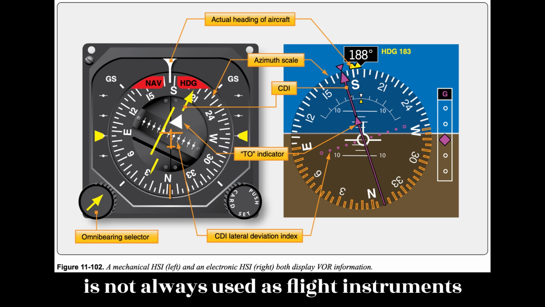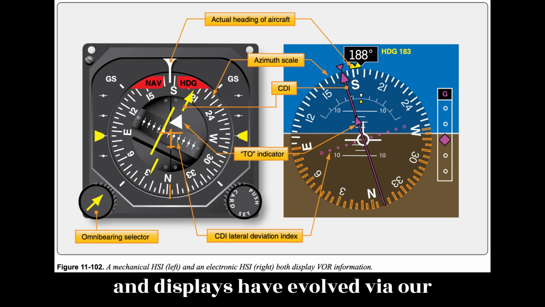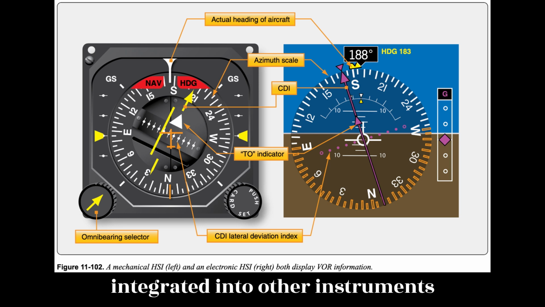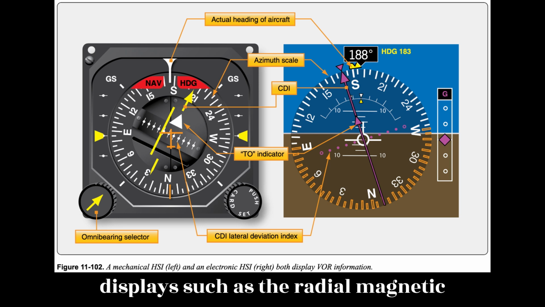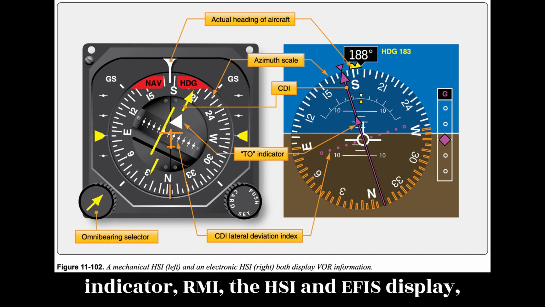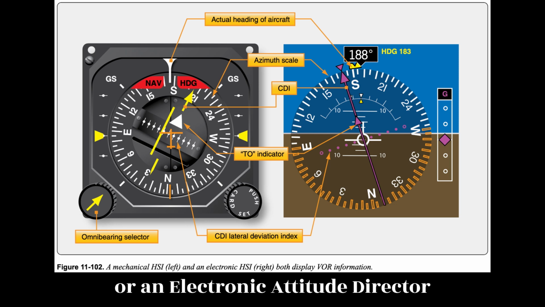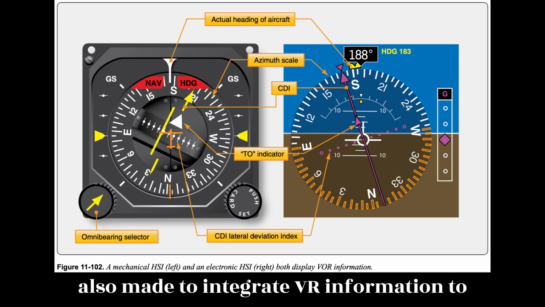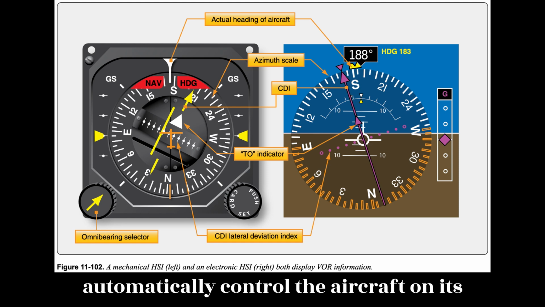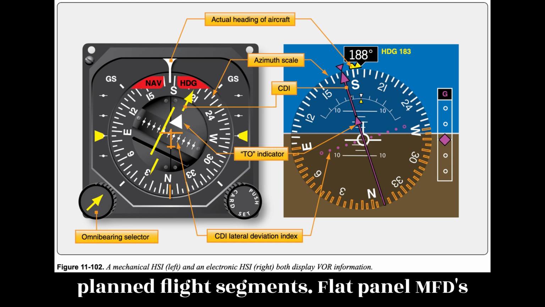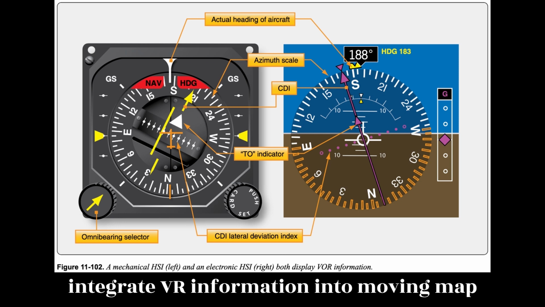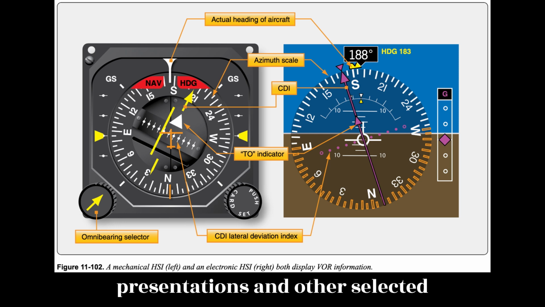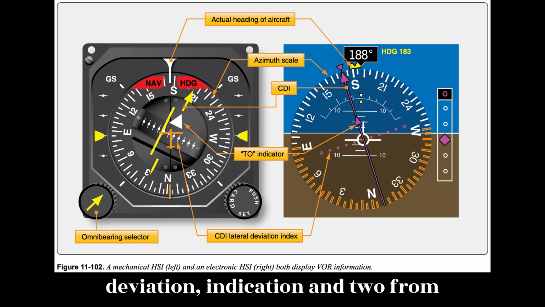As flight instruments and displays have evolved, VOR navigation information has been integrated into other instruments' displays, such as the radiomagnetic indicator, RMI, the HSI, and EFIS display, or an electronic attitude director indicator, EADI. Flight management systems and automatic flight control systems are also made to integrate VOR information to automatically control the aircraft on its planned flight segments. Flat panel MFDs integrate VOR information into moving map presentations and other selected displays. The basic information of the radial bearing in degrees, course deviation indication, and TO/FROM information remains unchanged, however.